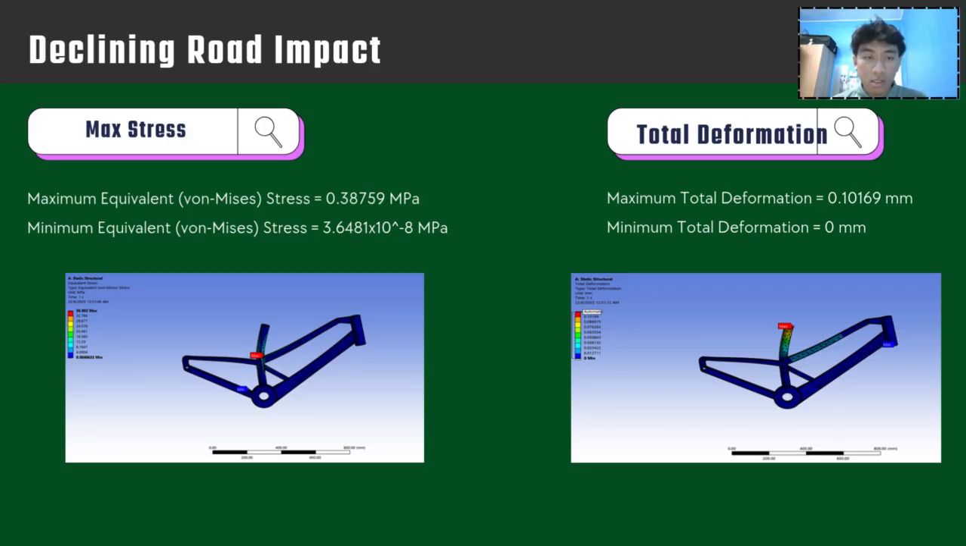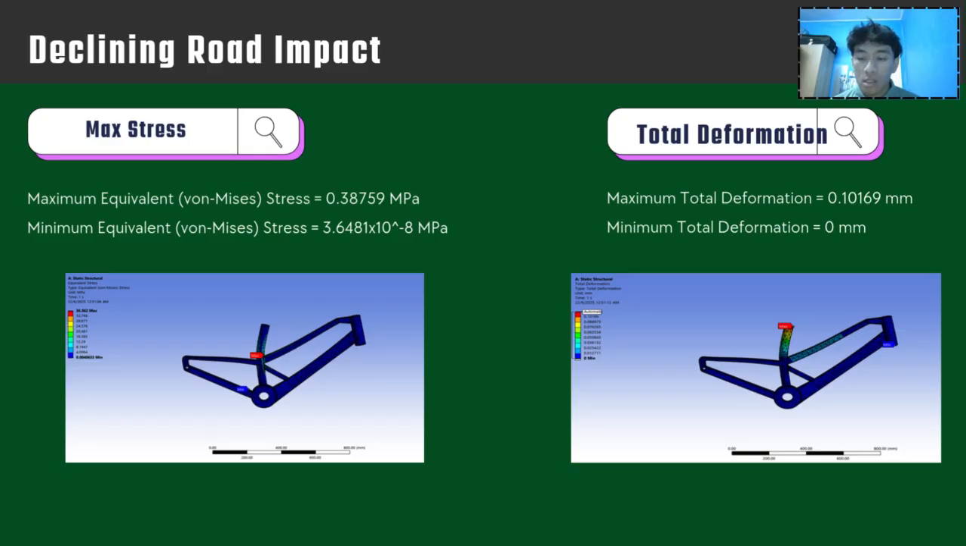Next is the declining road impact. The max stress for the declining road impact is 0.38756 MPa, while the minimum equivalent stress is 3.6481 times 10 to the power of negative 8 MPa. For the total deformation of the declining road impact, the maximum is 0.10169 mm, while the minimum total deformation is 0 mm.